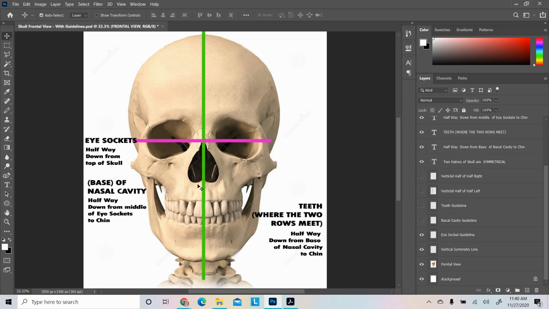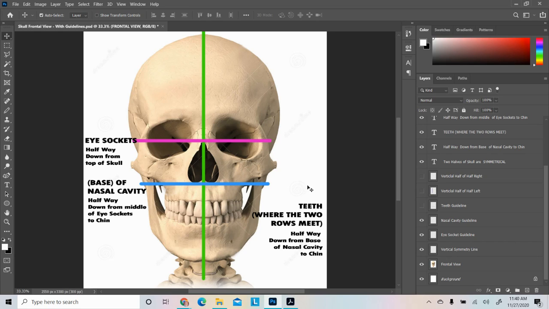where the nostrils are. Okay, so the question is, how far down from the eye sockets to the chin is the nasal cavity? Is it a quarter of the way? Is it halfway down? So we're going to question this again. And if you guessed halfway, you are correct. So here's a guideline for the nasal cavity. It's right at the base, so between the eye sockets and the chin, it's approximately halfway down.